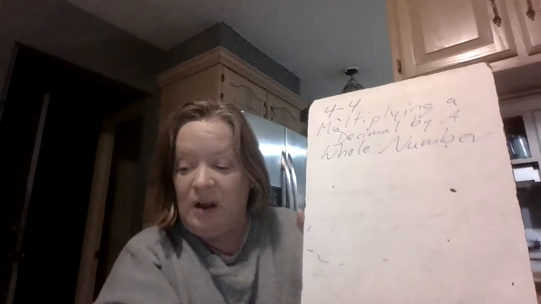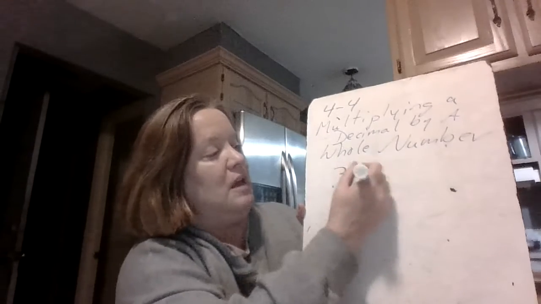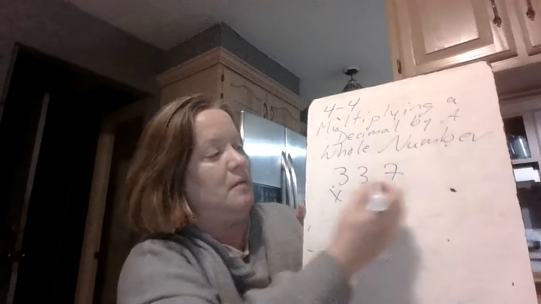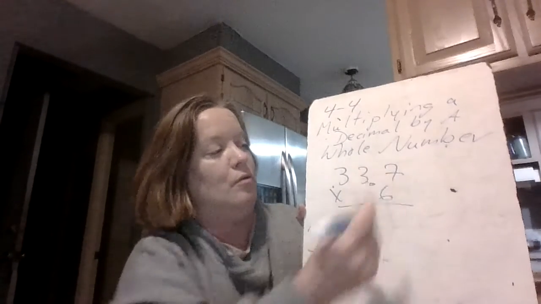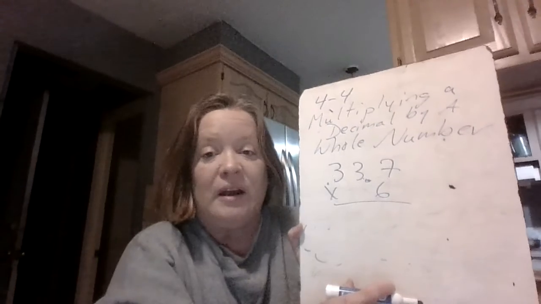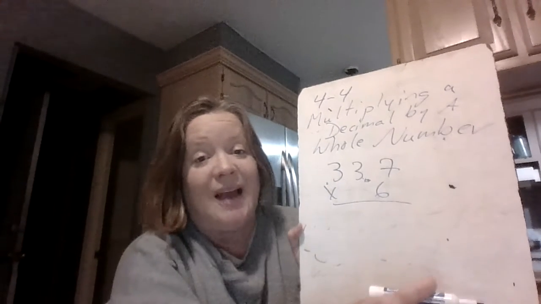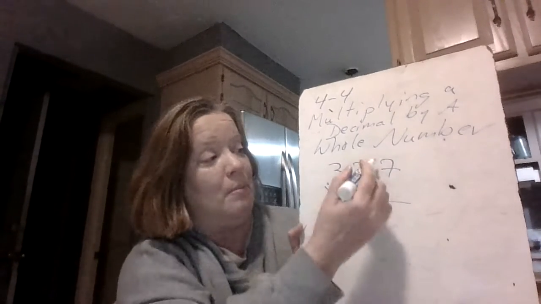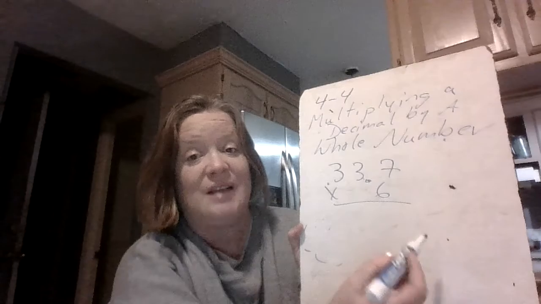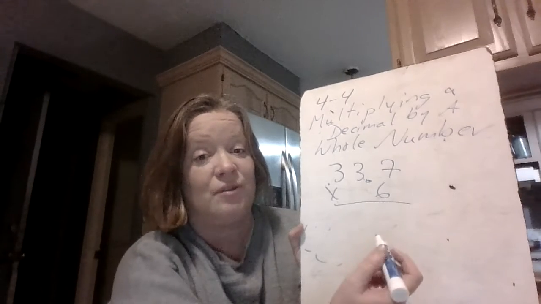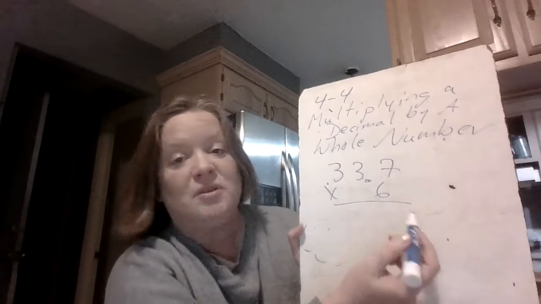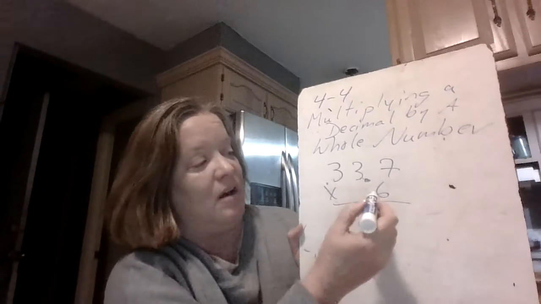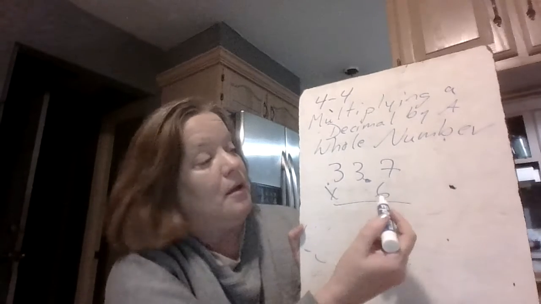So let's start with 33 and 7/10 times 6. When you're multiplying a decimal by a whole number, it's really not much different than multiplying a whole number by a whole number. It's just that in your answer, or your product, you're going to insert a decimal point. So let's pretend the decimal point isn't there.